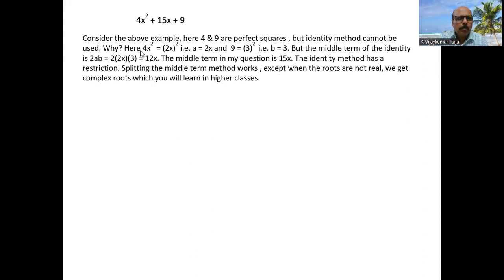Here, 4x square, that is 2x square, so a is 2x. And 9, that is 3 square, so b is equal to 3. But the middle term of the identity is 2ab, that is 2 into 2x into 3, that is 2 2s are 4, 4 3s are 12, 12x. The middle term should be 12x, but the middle term in my question is 15x. So the identity method has a restriction.